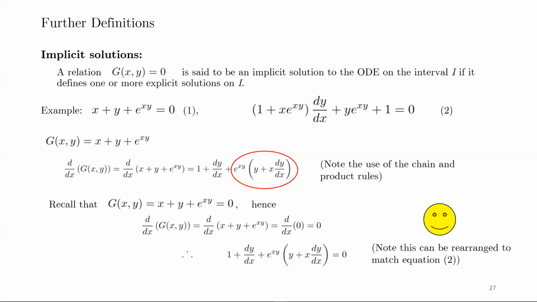The point is really that you can't always write a nice, neat, happy solution to an ODE. You can't always write y is equal to some function of x. Sometimes you have some equation where you cannot make y the unique subject of the formula, and so therefore we have implicit solutions.